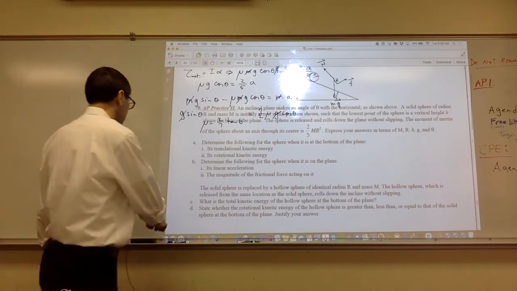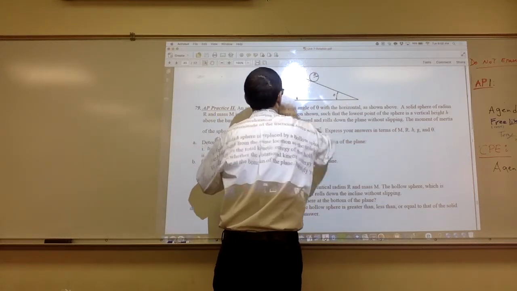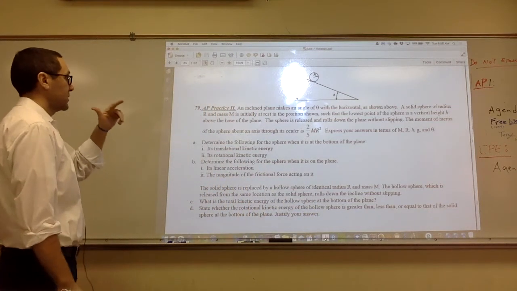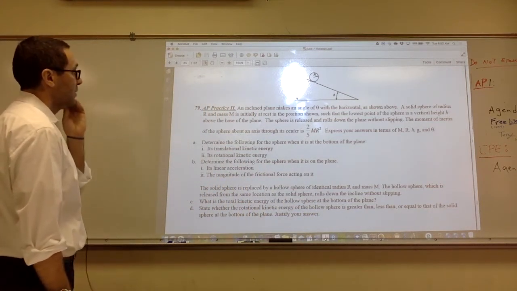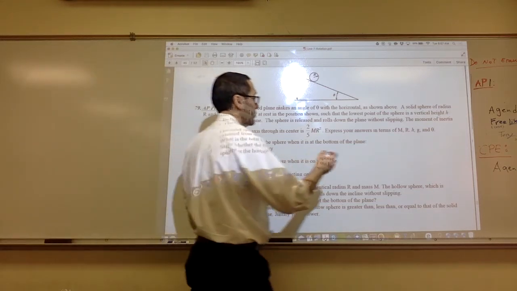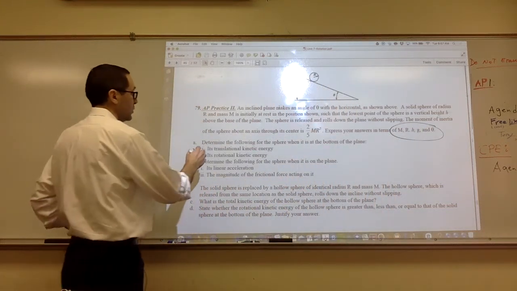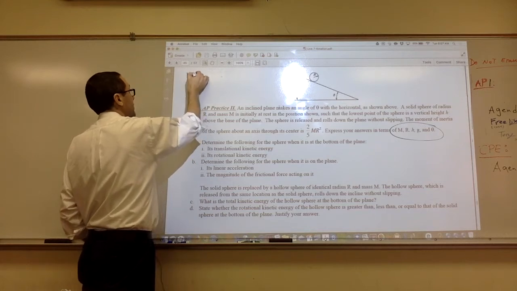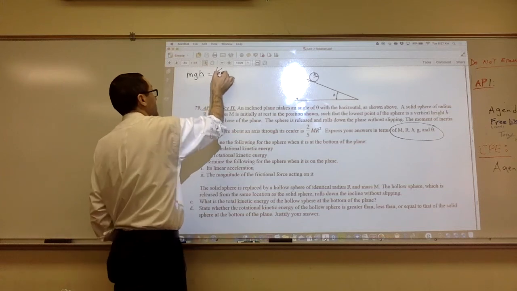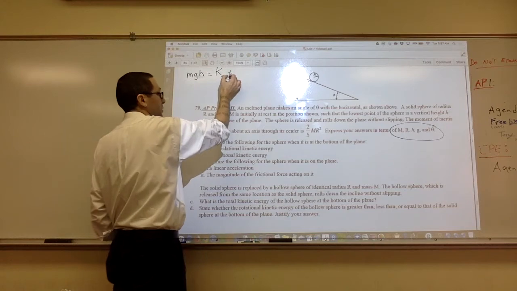Let's look at number 79. So this is a sphere again. Determine the following for the sphere when it is at the bottom of the plane: its translational kinetic energy. And we have to do it in terms of these quantities and only these quantities. Okay, so we start with mgh at the top. And at the bottom, we have translational kinetic energy, and we have rotational.